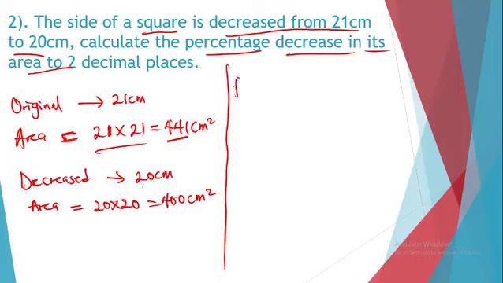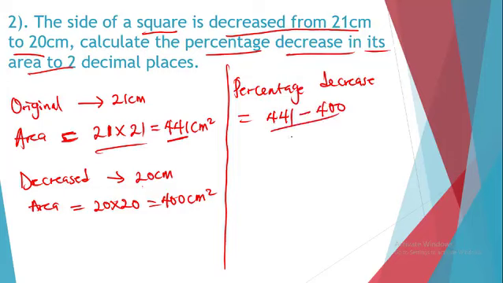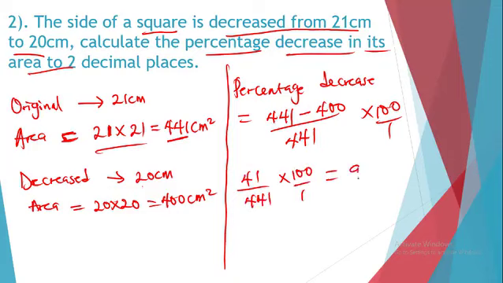So the percentage decrease is equal to 441, which is the original area, minus 400, which is the decreased area, all over 441, the original area, times 100 over 1. So 441 minus 400 gives us 41 over 441 times 100 over 1, and that will give us 9.30%. So that's the basic understanding you need to have on percentage.